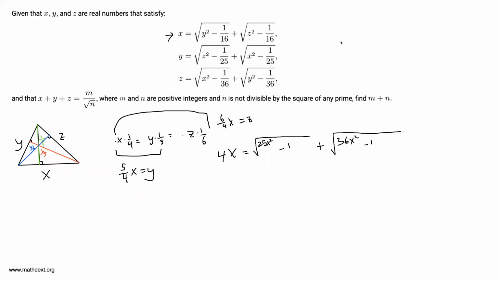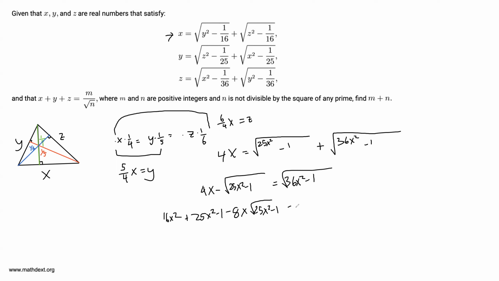And we sort of want to simplify this. So what we do is we move this to the left-hand side by subtracting both sides by it. We have 4x minus the square root of 25x squared minus 1 is equal to the square root of 36x squared minus 1. And we square both sides because now the squaring isn't going to be nearly as messy. We get 4x squared, that's 16x squared, plus this thing squared, that's going to be 25x squared minus 1. And then we have to add in the 2 times this times that. And we get minus 8x square root of 25x squared minus 1 is equal to, when we square the right-hand side, we get 36x squared minus 1.